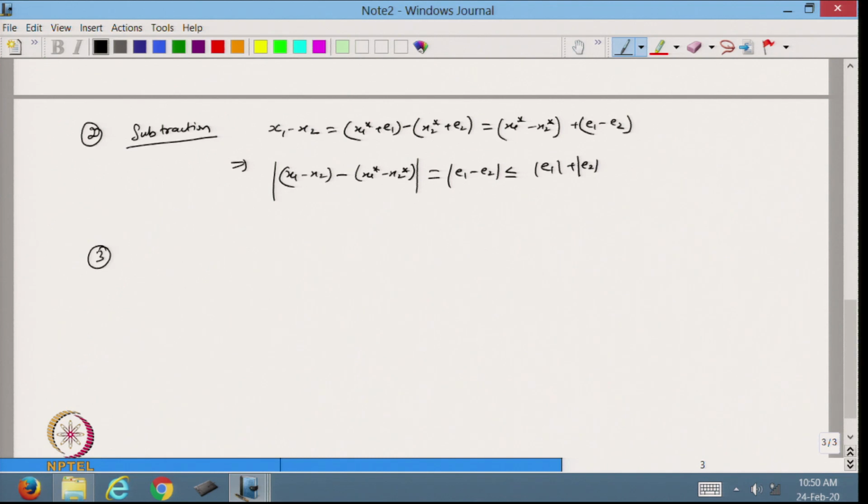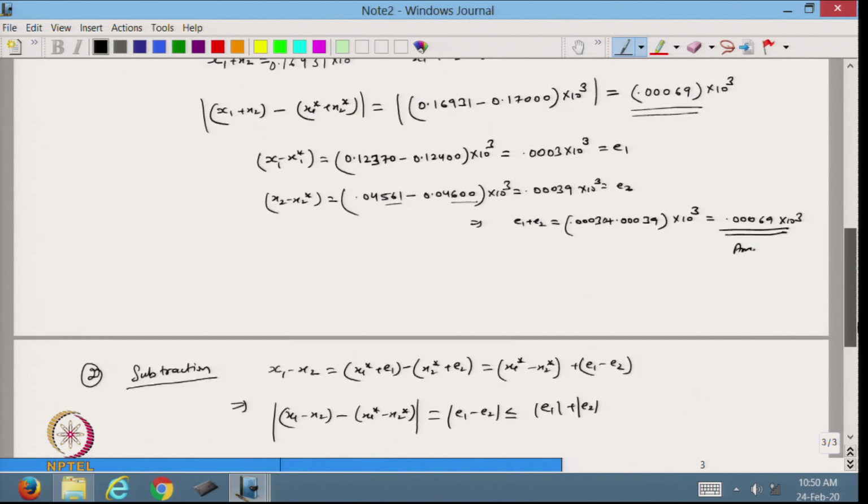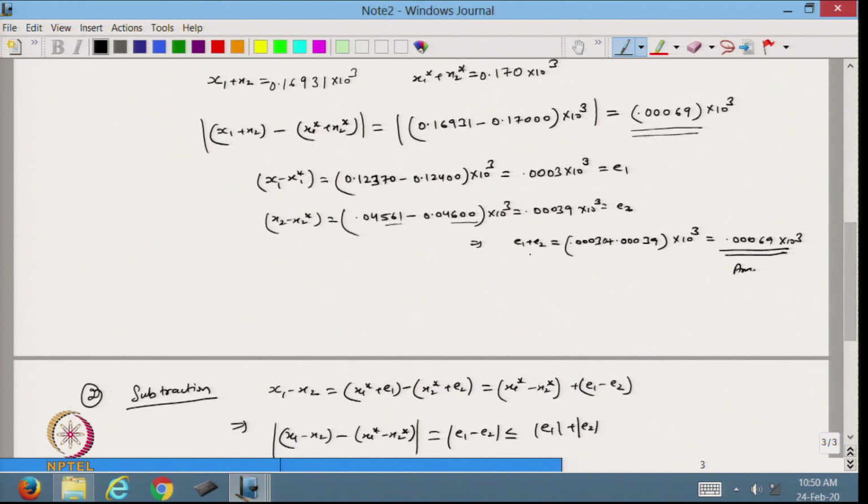The third one is what will happen if we do the multiplication. Because if you see in the previous case also, the maximum error from E1 and E2 was 0.00069, and if I take the error in this case, that was also coming 0.00069. So it is by chance that these two numbers are coming the same, but definitely this error cannot be bigger than this one, because this is the upper bound we can have.